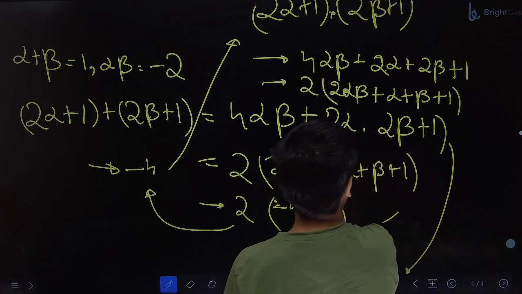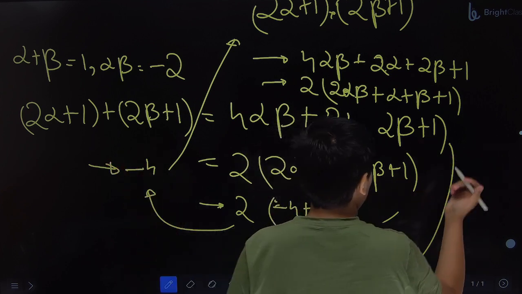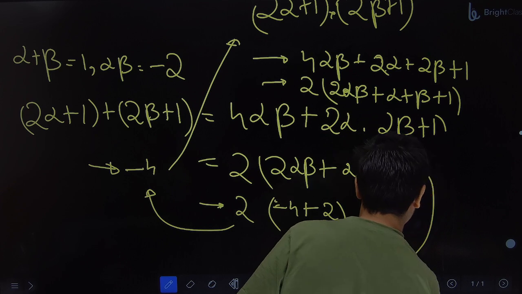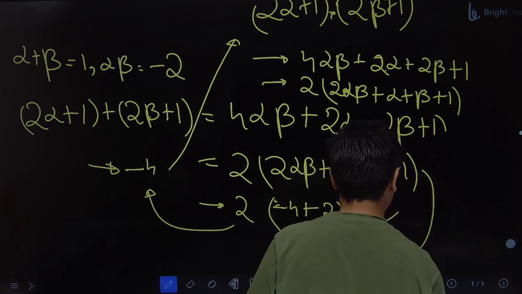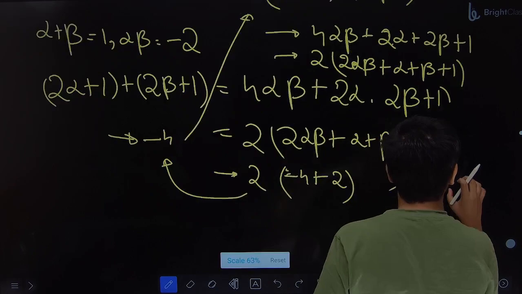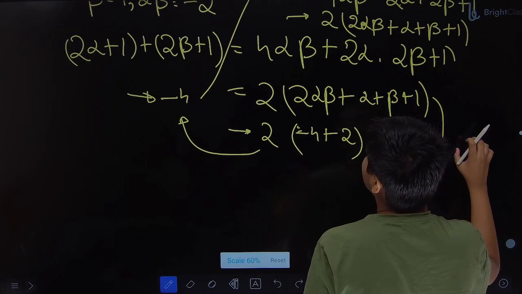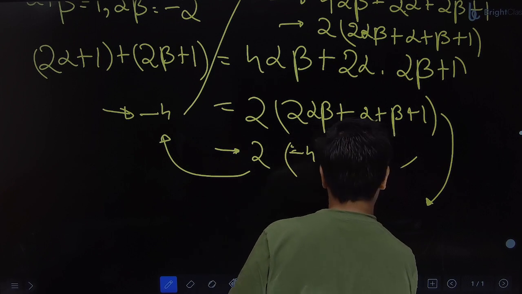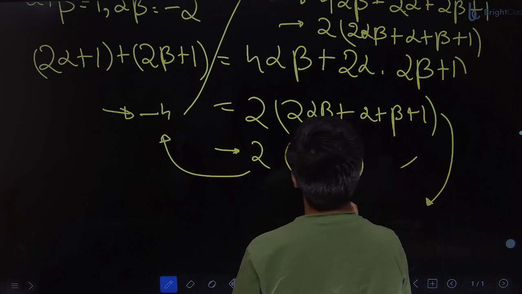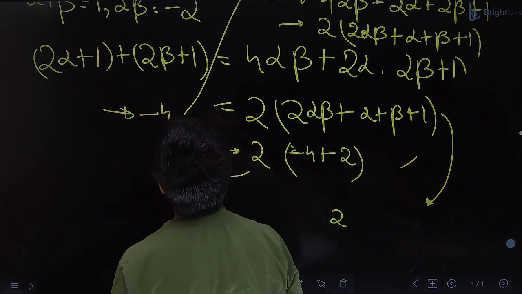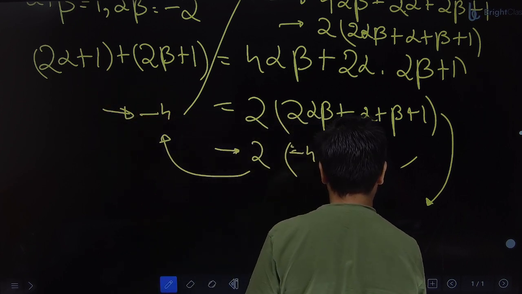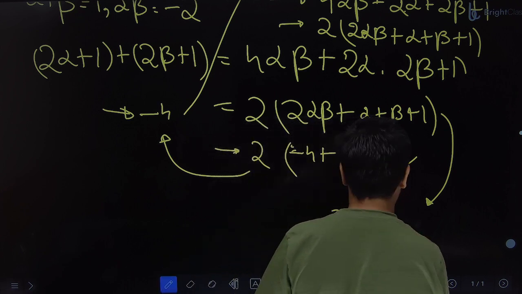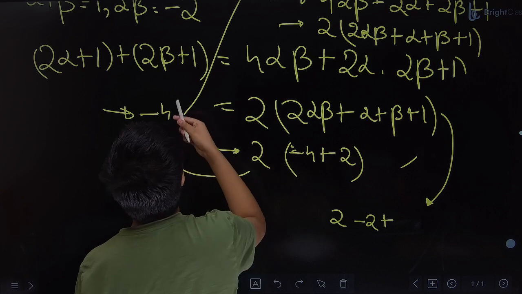Why do you take 2 common? It is 2 alpha. You have taken 2 common and then multiply. That's why your multiplication is wrong. 2 alpha plus 1 into 2 beta plus 1. It will be 4 alpha beta plus 2 times of alpha plus 2 times of beta plus 1. You see that? Your multiplication is wrong. Do the multiplication properly.